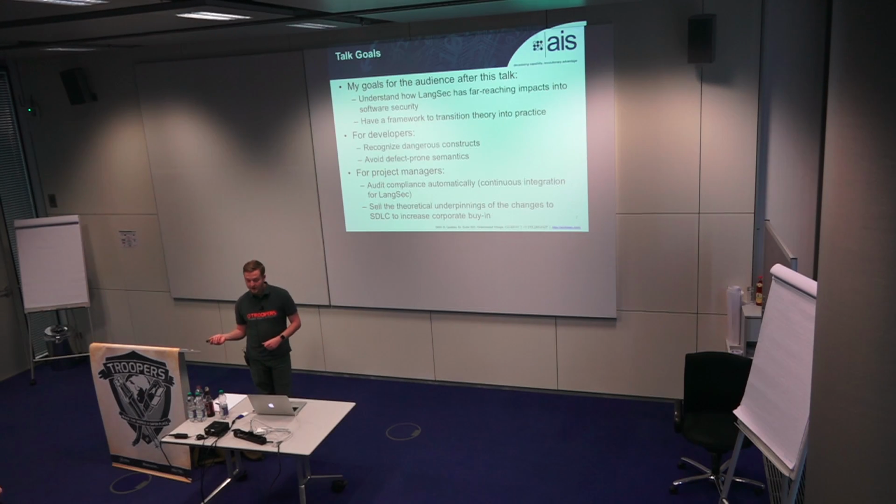So for developers in the crowd, recognizing constructs that are dangerous, avoiding defect-prone semantics, and then for project managers, figuring out how you can basically audit to make sure that people are compliant, maybe. And also to be able to sell to your stakeholders in the business that there are some benefits of using this that are not just for security but also for cost and performance. And by reducing the defect rate, you're going to save time in QA and testing and response to bugs.